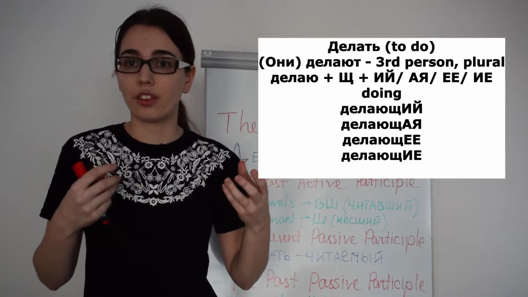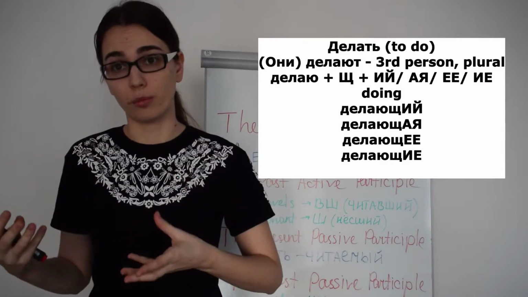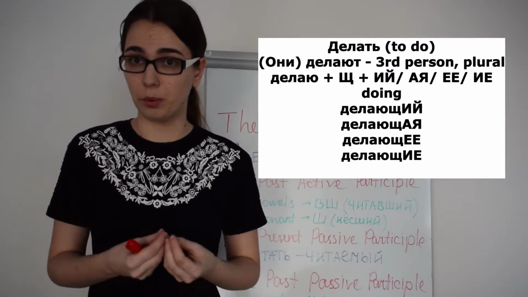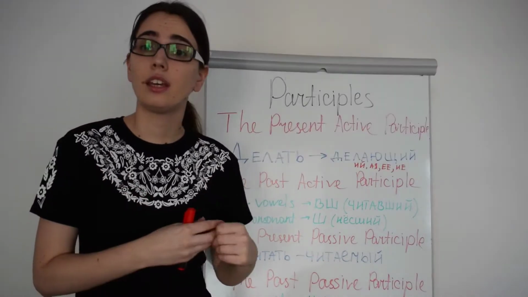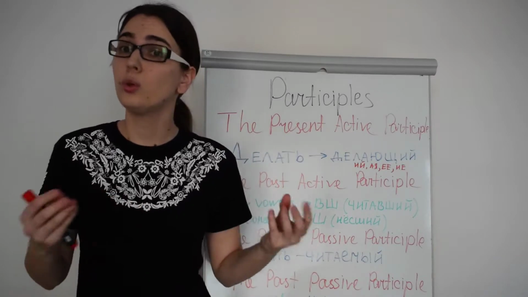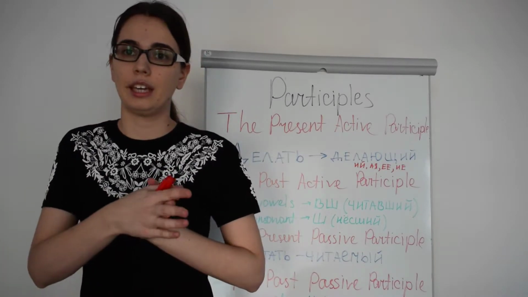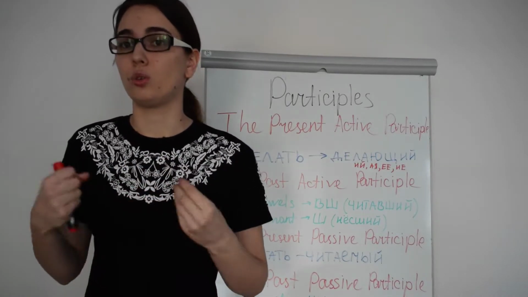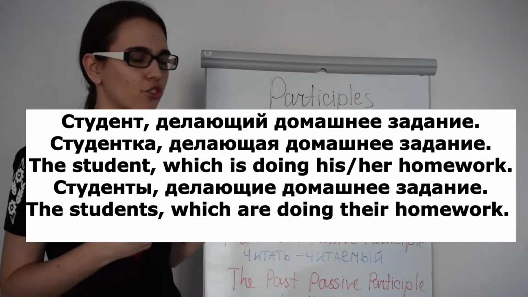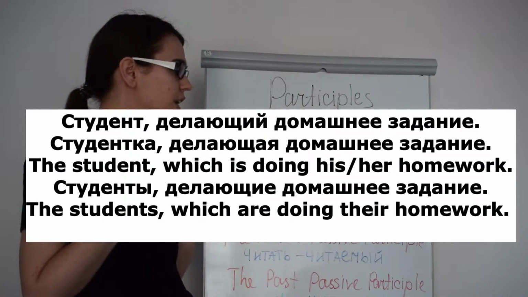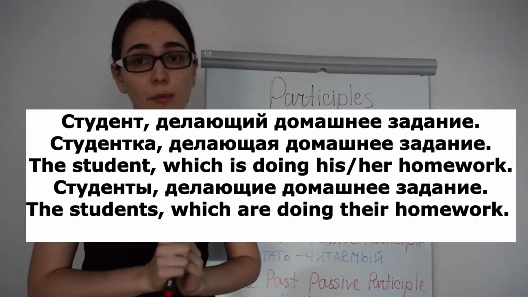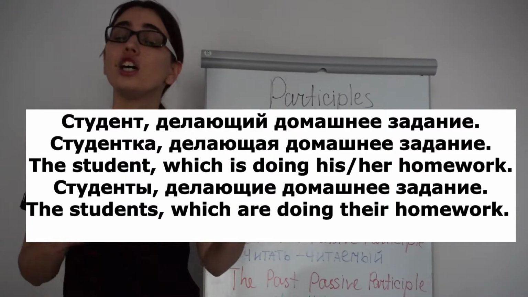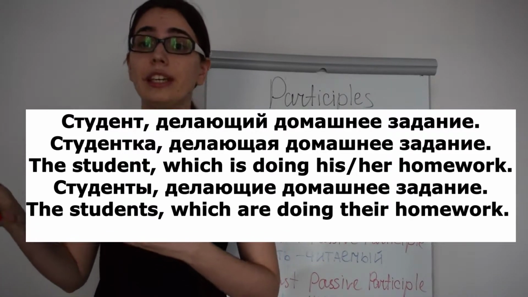So I have four forms of the present active participle. And in English it will be "doing": me doing my homework, or him doing his homework. But in Russian: студент, делающий домашнее задание; студентка, делающая домашнее задание; студенты, делающие домашнее задание.